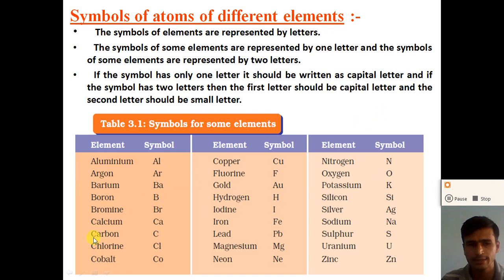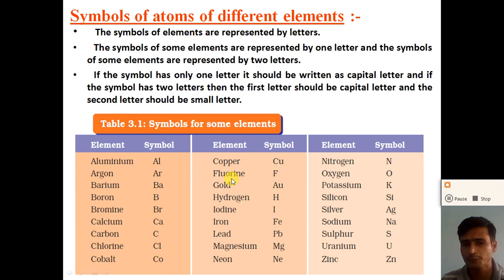So next is bromine. The symbol of bromine is Br. For calcium we use Ca. For carbon we use a capital C. So if you write a capital C, the element is carbon, and if you write a capital C and small a, Ca, it is the element calcium, right? Chlorine, Cl; cobalt, Co; copper, Cu.